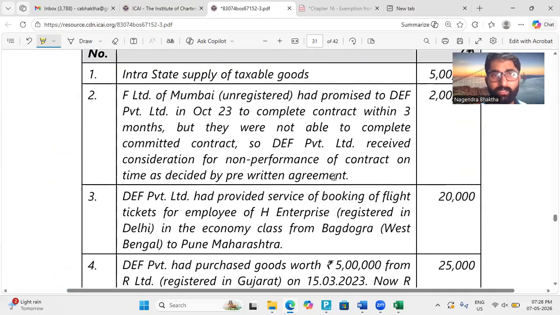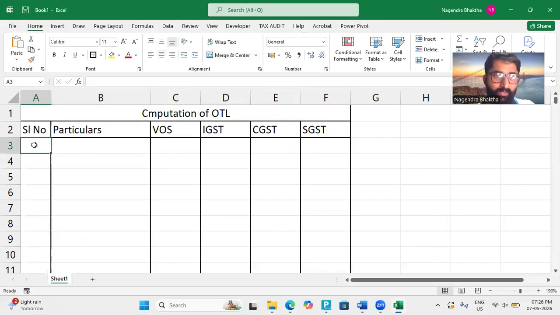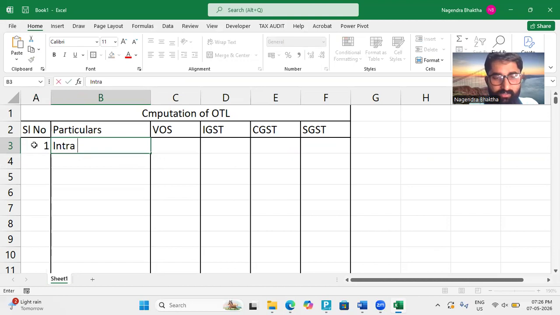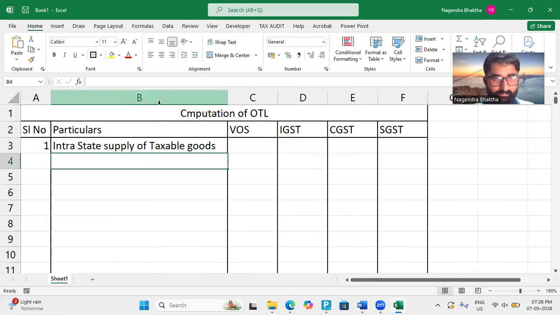Now we will start calculating OTL and ITC. Very simple, OTL and ITC. Firstly, intrastate supply of taxable goods. So they have mentioned it as intrastate. Don't worry, in OTL the first item is intrastate supply of taxable goods.